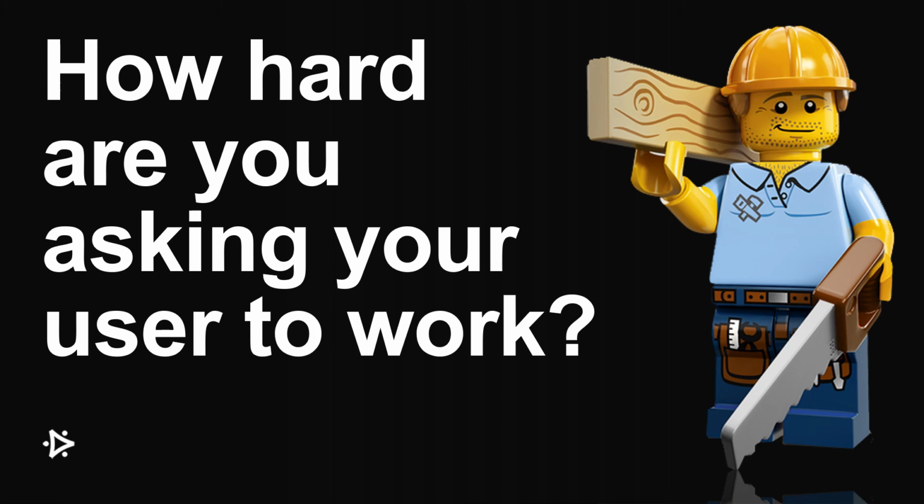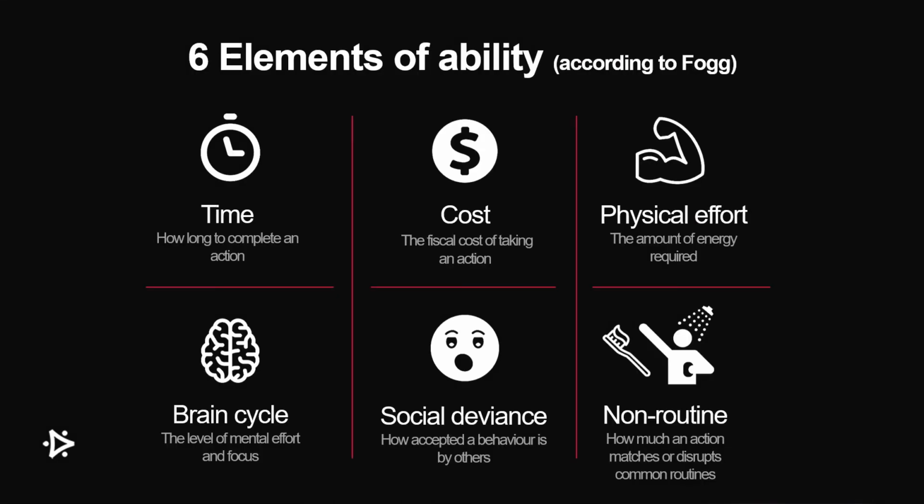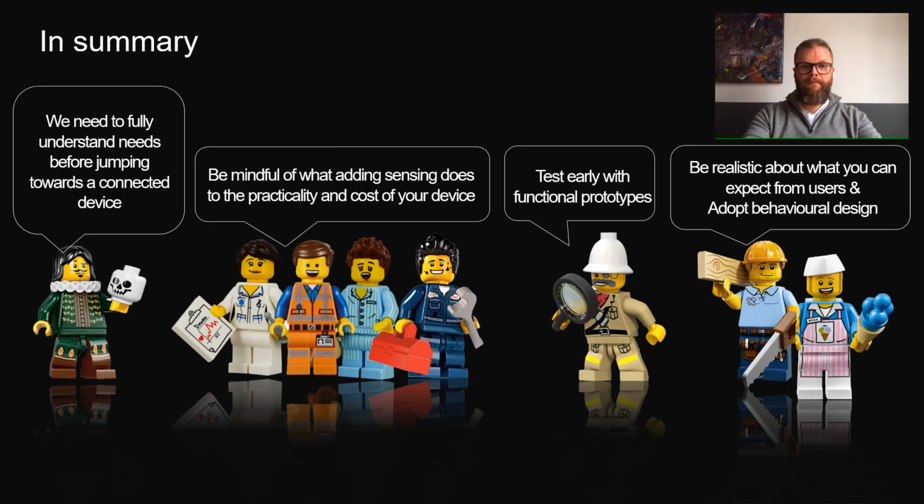We need to consider their ability to perform the tasks that we're asking of them. When describing ability, or the action of completing a task, Fogg talks of 6 key elements: time, cost, physical effort, brain cycle, social deviance, and non-routine. To give connected solutions the best chance of success, we need to put serious effort into crafting sophisticated user experiences that provide real benefits to users without asking them to do much work. Think of your favourite apps and how easy they make it for you to log in, upload images and connect with your network. So time to sum up.